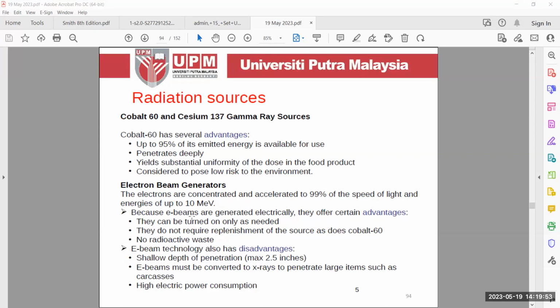Because e-beams are generated electrically, they offer certain advantages: they can be turned on only as needed, and they do not require replenishment of the source, such as cobalt-60, and there is no radioactive waste. But the disadvantage of e-beam is the shallow depth of penetration. It can only be absorbed by a certain amount of your food product, and the e-beams must be converted into X-rays to penetrate larger items such as carcasses. And of course, it uses high electric power consumption.